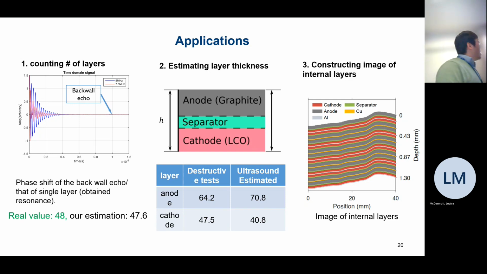The third one is, because we can track the position of the copper as well as aluminium layers, and we know the thicknesses of the anode and cathode, then if we do a line scan, if we move the transducer along a line, then we can do an image of the cross-section in the thickness direction. So that's what we've done there.